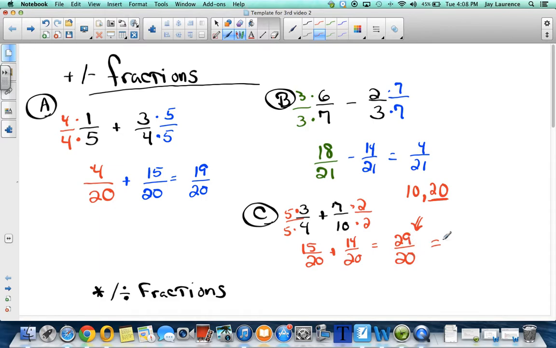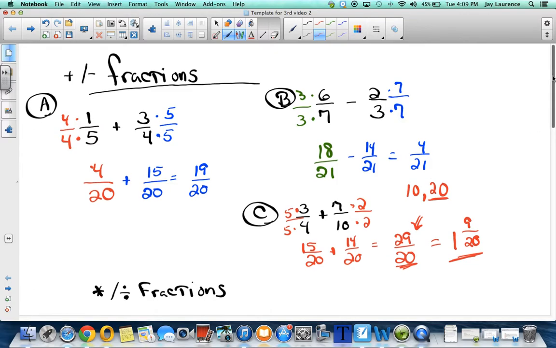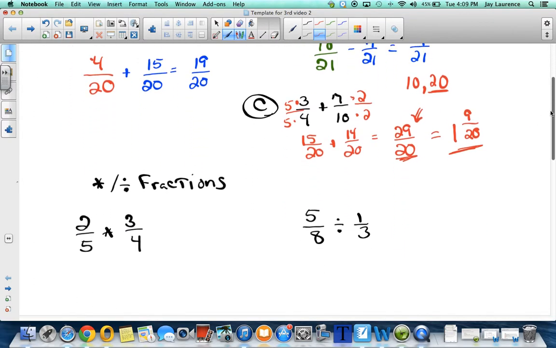How many times is 20 going into 29? Once. It's 9 short. And what did I divide by? 20. And there you go. Either one of those answers is acceptable. I would not go to a calculator on this. All right, we're going to get some practice with that tomorrow in class.